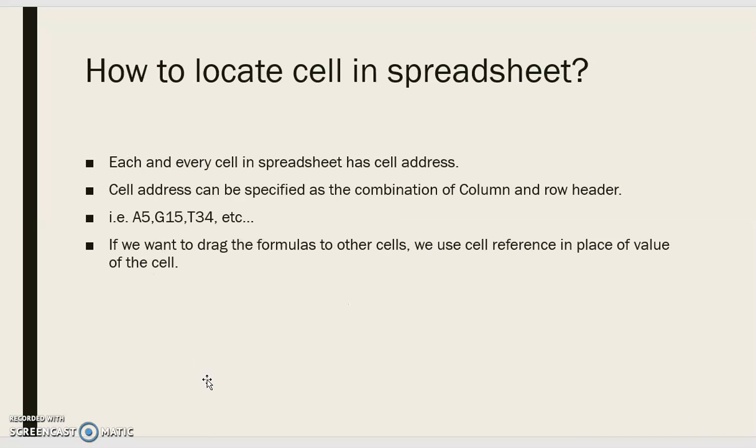How to locate a cell in a spreadsheet? Each and every cell in a spreadsheet has a cell address. Cell addresses can be specified as the combination of column and row header. For example, A5, G15, T34, etc. All these are cell addresses. Here the alphabet represents columns and numbers represent rows. If we want to drag the formulas to other cells, we use cell reference in place of the value of the cell.